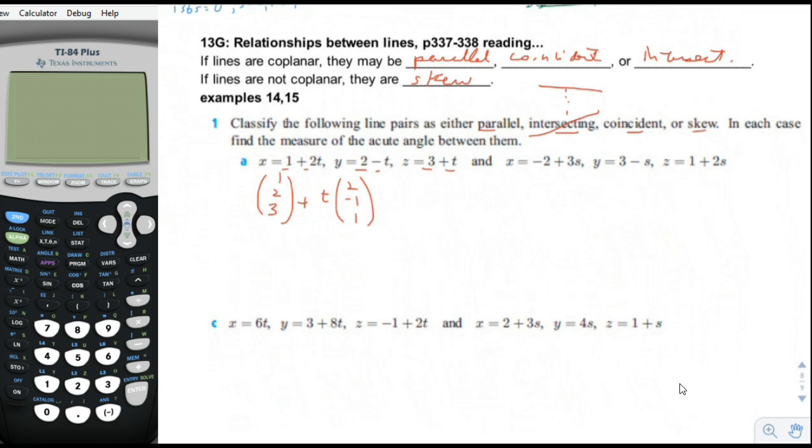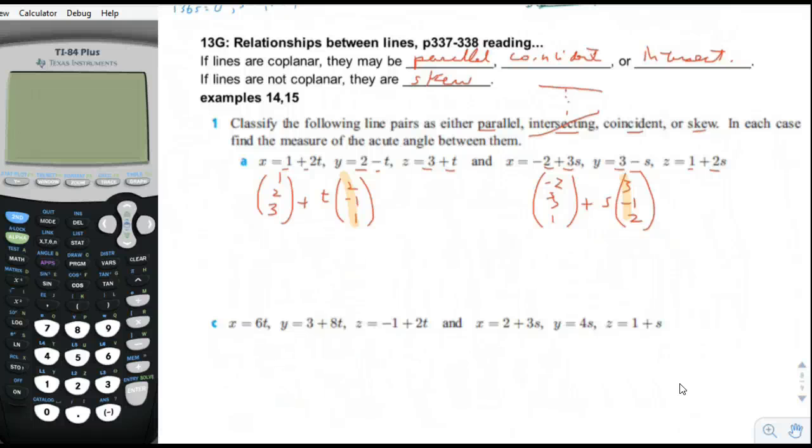Okay? And then we'll look at this other one. It's -2, 3, 1, and the direction vector is 3, -1, 2. Okay? So they're obviously not parallel because the direction vectors are different. They're not coincident because the direction vectors are also not the same. So that means they're either intersecting or skew.